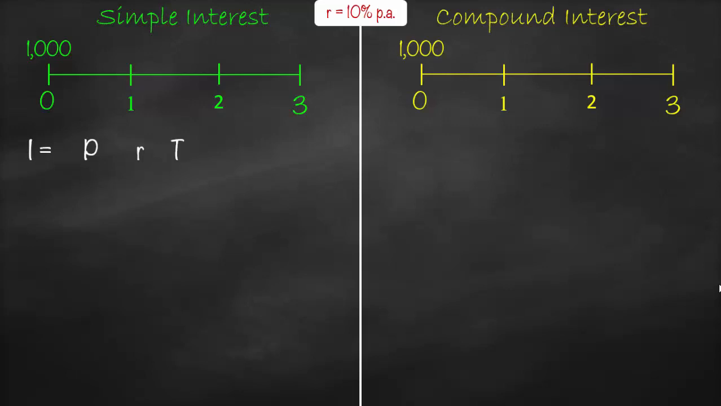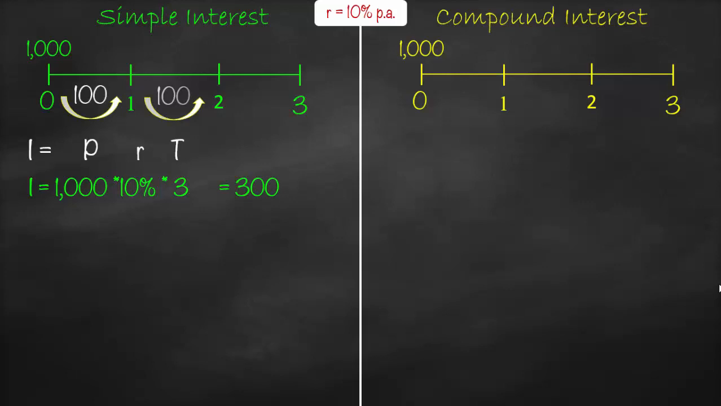What will be our interest amount? Our interest amount is equivalent to principal times simple interest times time. It's equal to 1,000 times 10% times 3 years. This will give us 300. Therefore, what will be our interest amount every year? It will be $100 every year. Therefore, for 3 years, we will have $300.